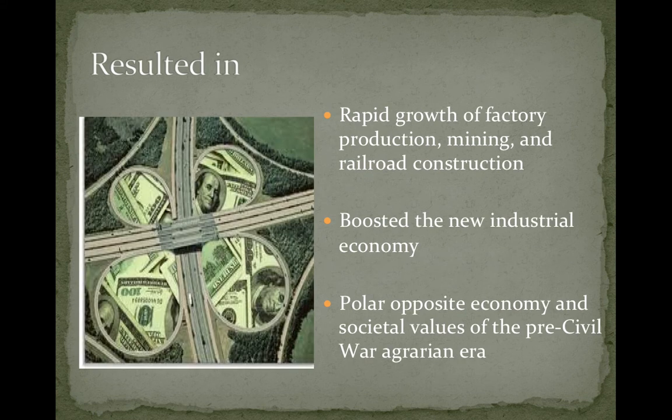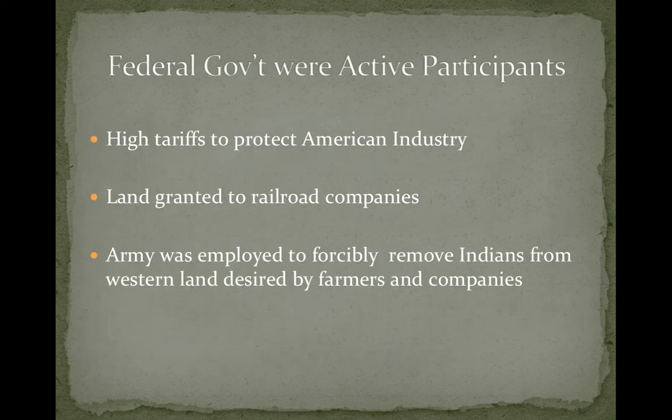The federal government actively participated in this growth by promoting industrial and agricultural development. High tariffs were enacted to protect American industry. Land was granted to railroad companies, so there's new lands that we found, and we're expanding on to make it so we can go from the eastern part of the country to the west and vice versa.